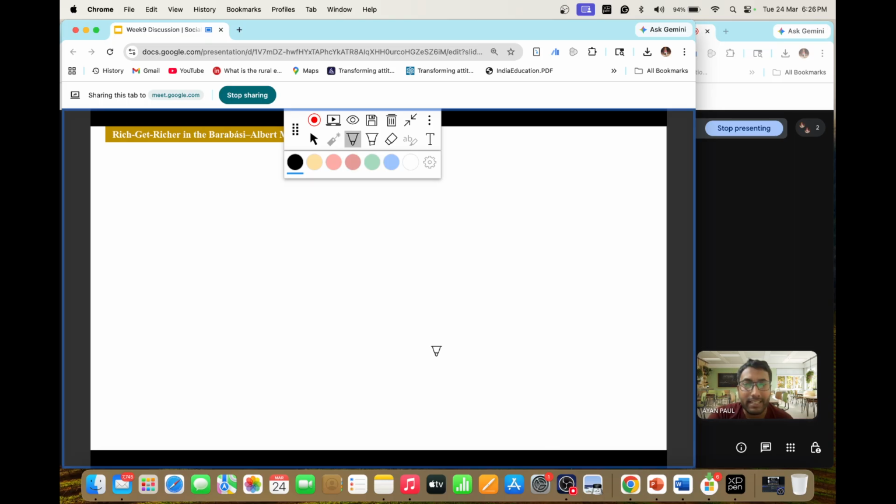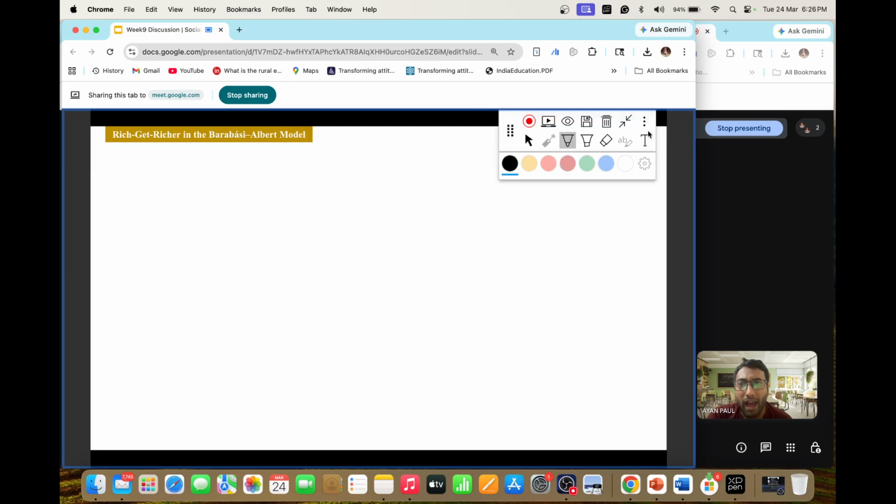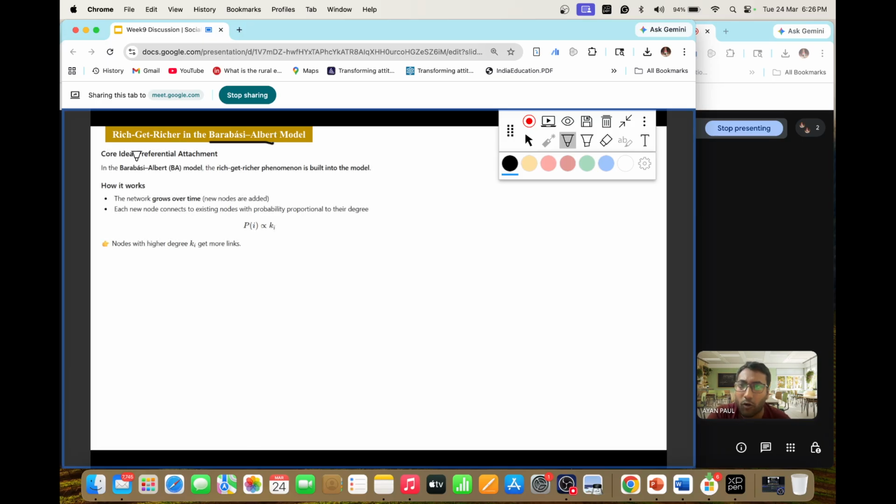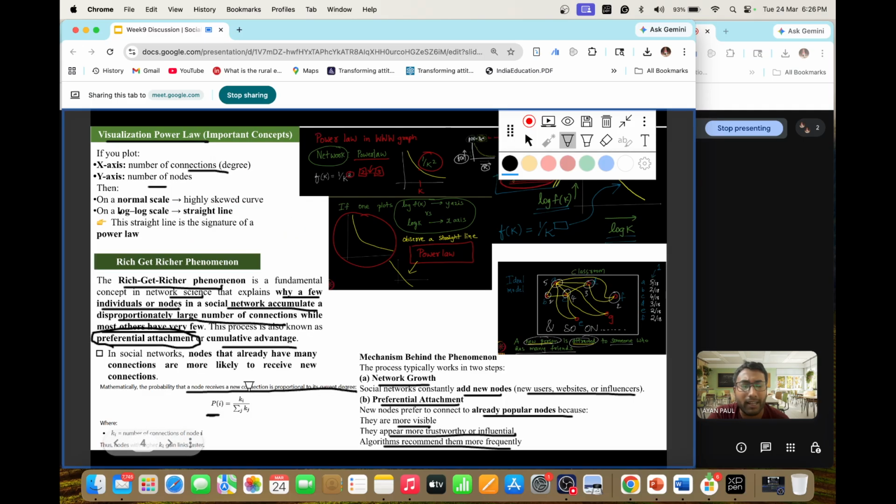Now we have this rich get richer phenomenon in the model known as the Barabasi-Albert model, or commonly known as the BA model. So what is the core idea? The core idea is nothing but preferential attachment. In the BA model, the rich get richer phenomenon is built into the model. How does it work? The network grows over time. New nodes are added, that is network growth. Each new node connects to existing nodes with a probability proportional to their degree. So pi is directly proportional to ki, what we have just seen.